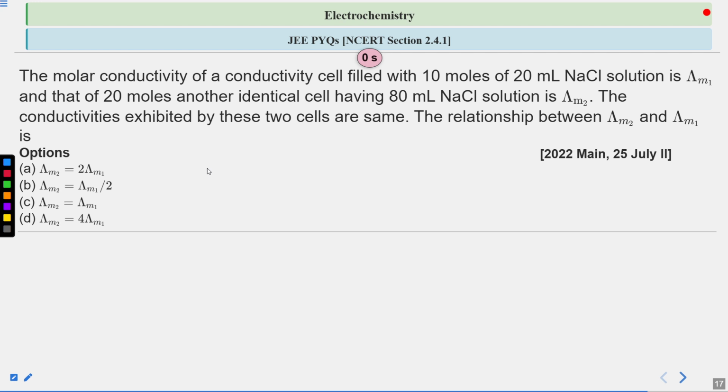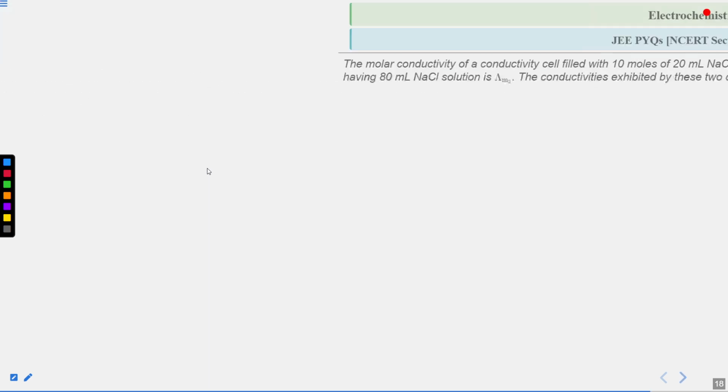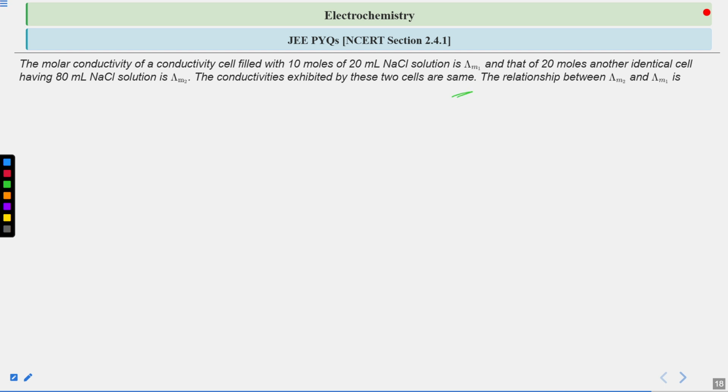Okay, so let's see. For this question, the correct answer is option A. That is, lambda M2, the molar conductivity of our second cell, is equal to twice the molar conductivity of our first cell.